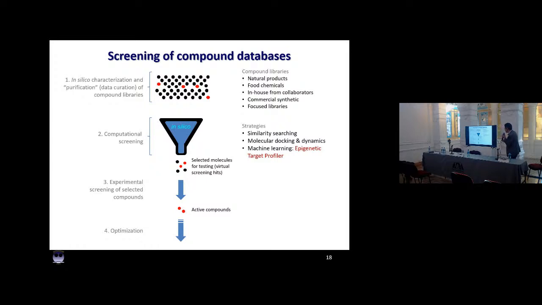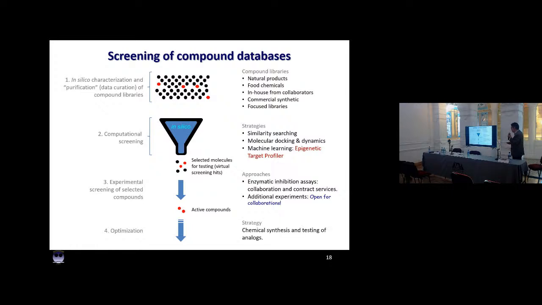And in the next slides, I'm going to show an example of the combination of several of these techniques. Now, for the experimental validation, we are a computational group, so what we do is either collaborate with academic groups or contract service companies to perform the enzymatic inhibition assays. And here we are very open to collaborations to further investigate the compounds. And the optimization is also done in collaboration with other research groups working on chemical synthesis and testing of analogs to improve the potency.